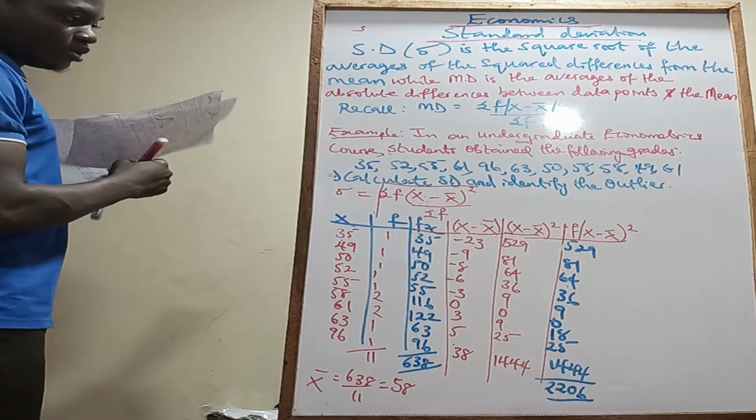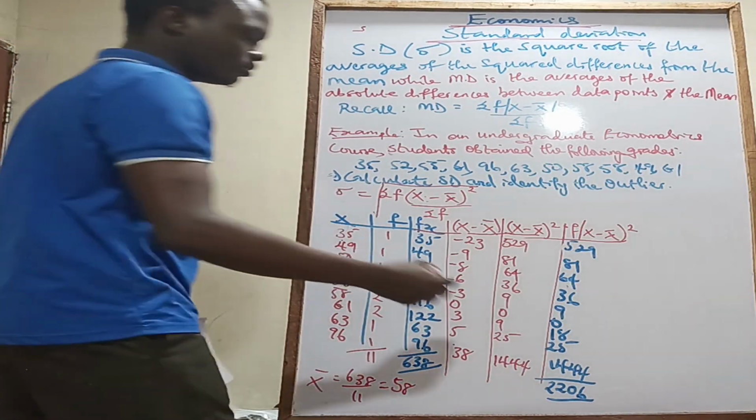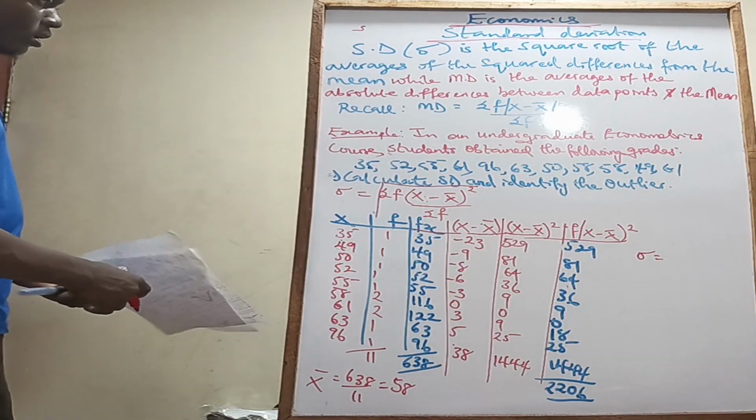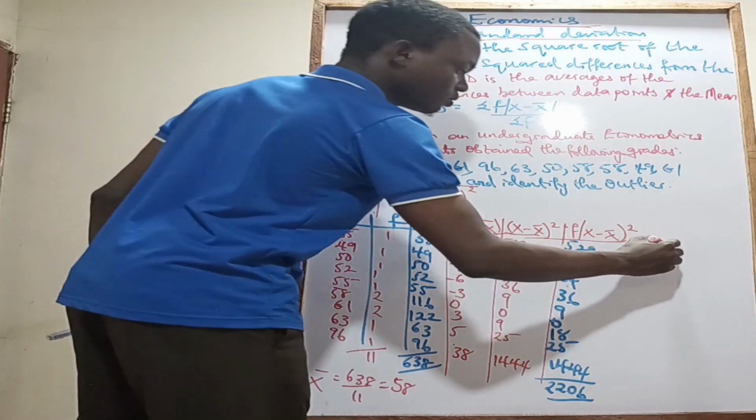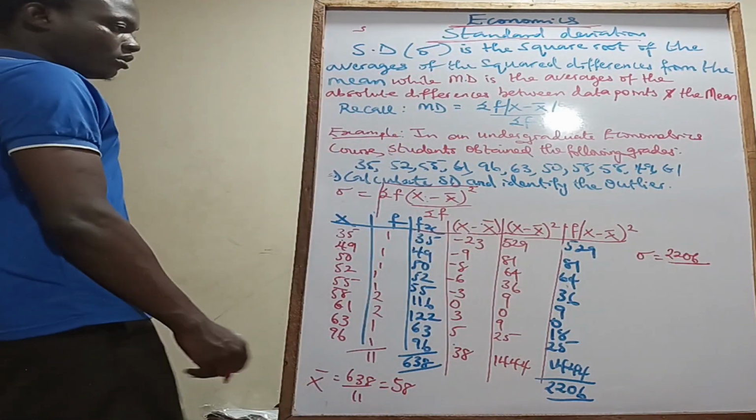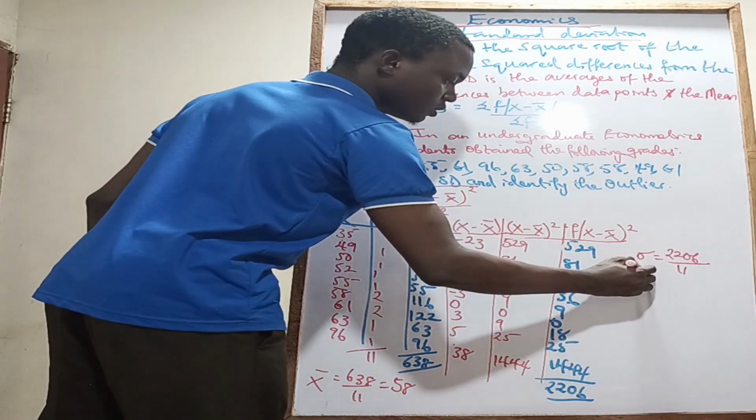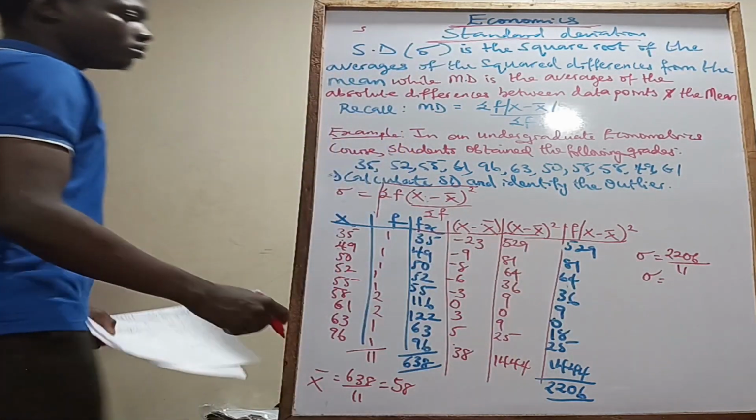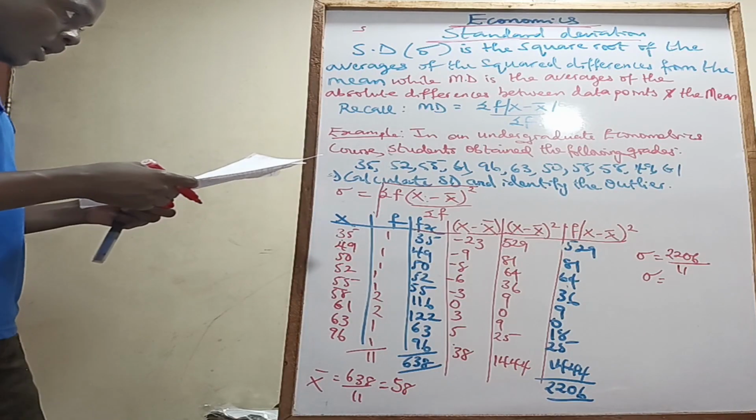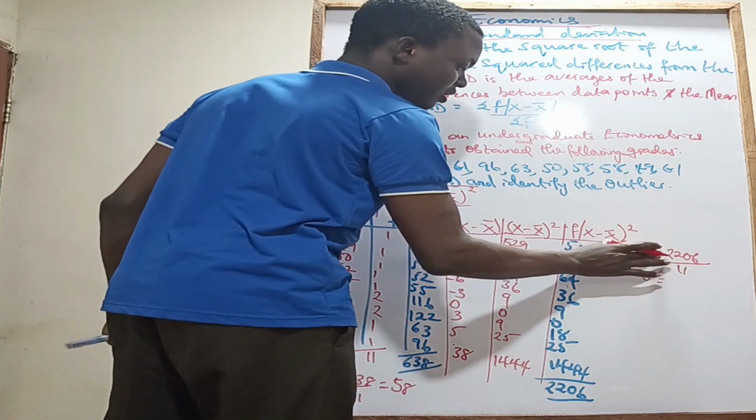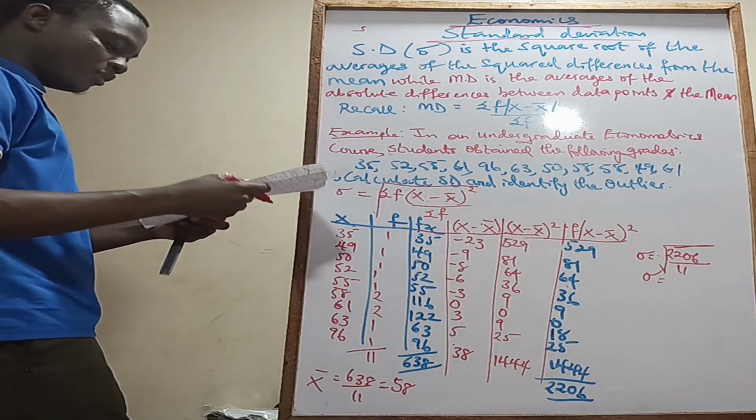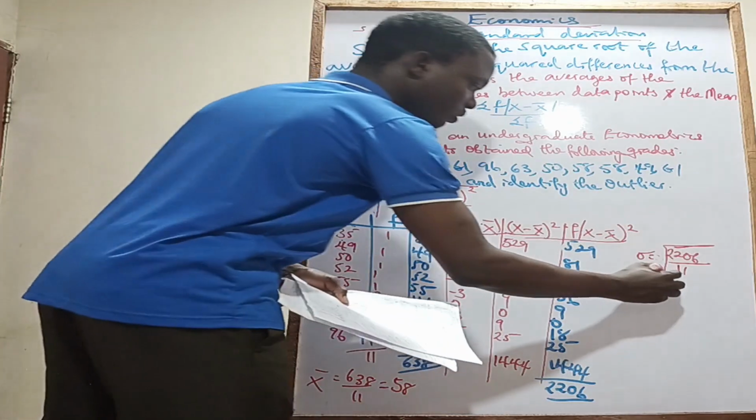And because we're done with that, we can find our standard deviation, which is equal to the square root of 2206 divided by the sum of frequency, 11. So the standard deviation is going to give us 14.16.